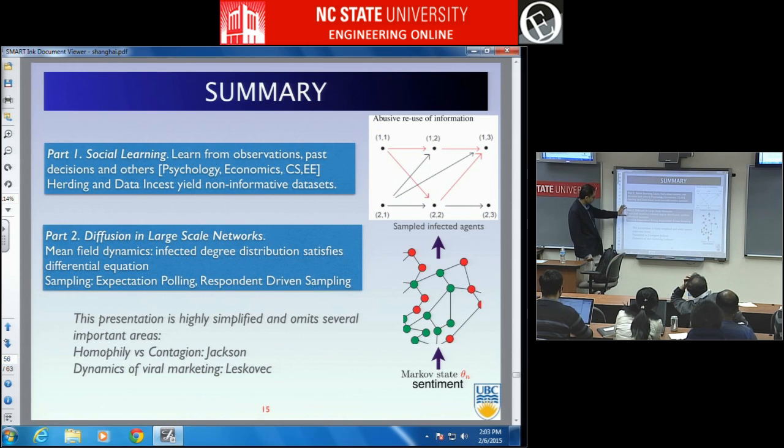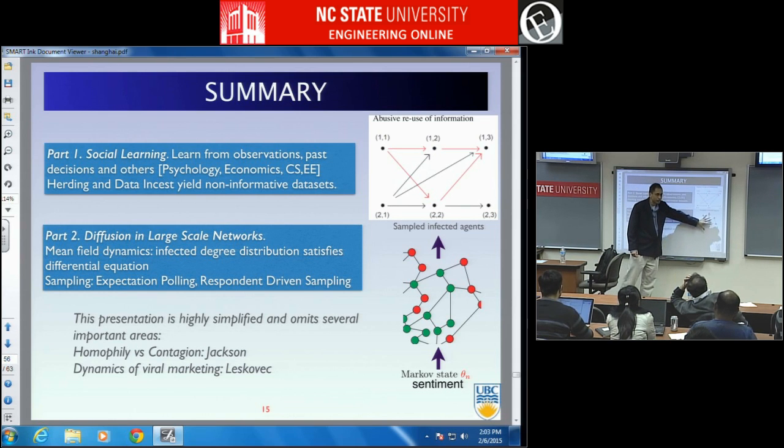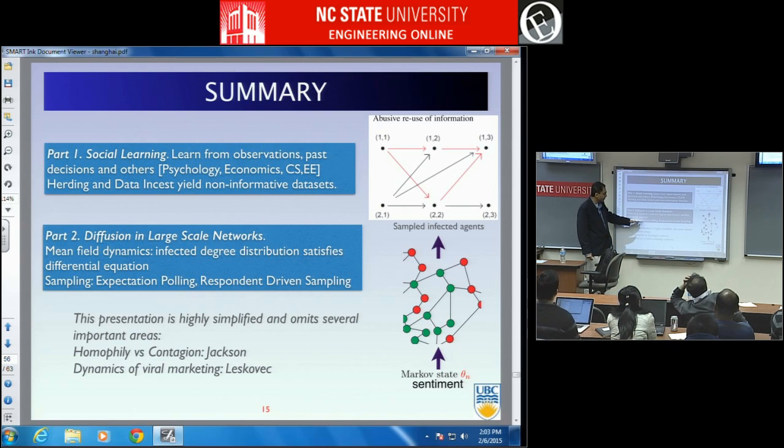In the second part of the talk, I very briefly, in an incomplete sense, gave you some idea of how you can have diffusion of information in a large-scale network, which was based on a differential equation. And I very briefly discussed a couple of polling ways you can sample expectation and so on. As I mentioned at the beginning of this talk, this is a highly simplified presentation for obvious reasons. In 1 hour, you cannot describe a huge area. But there are several generalizations of this which are very, very important.